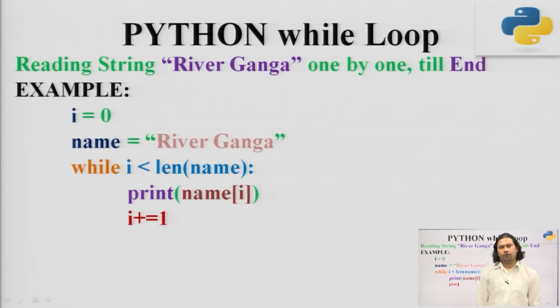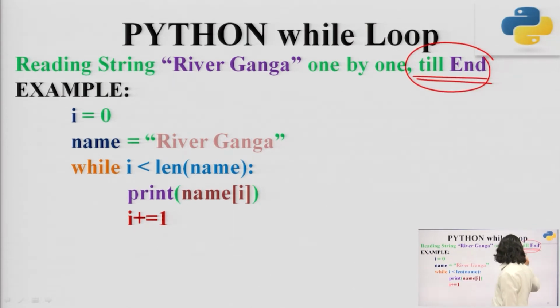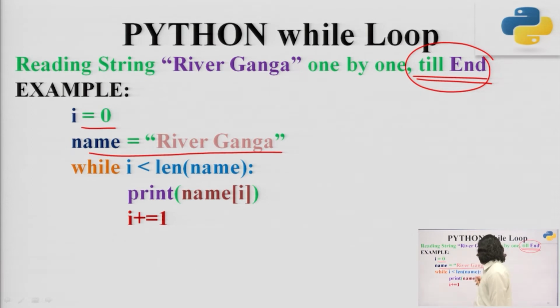Now, again we are reading the river Ganga, but right now the condition is totally changed. We want to read the string till the end. Now, how are we going to make this condition, with the help of a conditional operator or with the help of a loop statement? Let us see. i is equal to 0, name is equal to river Ganga.